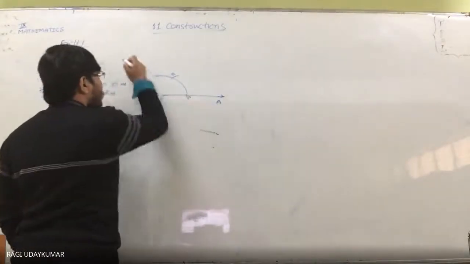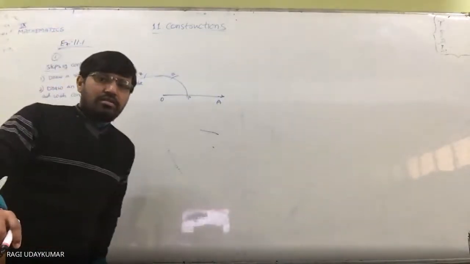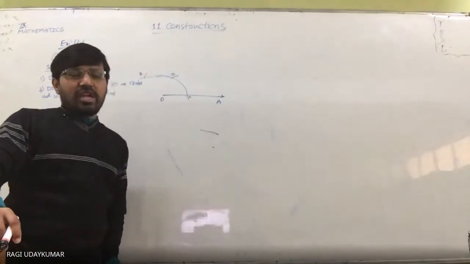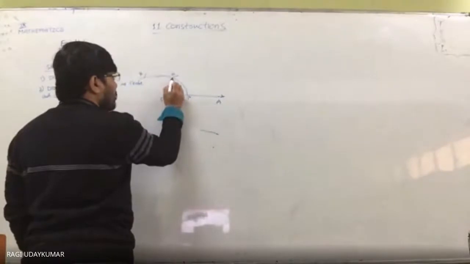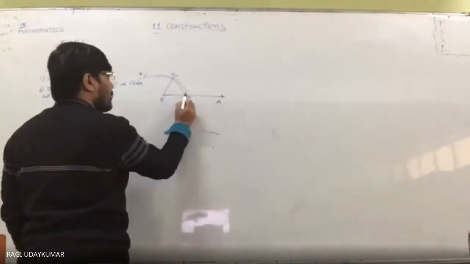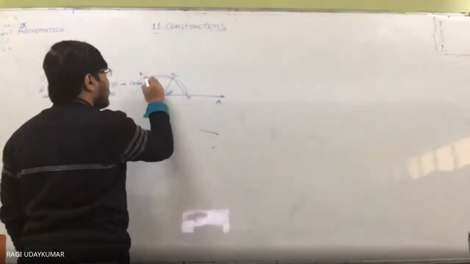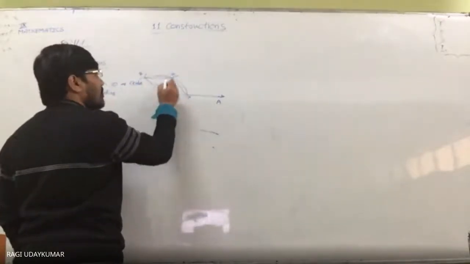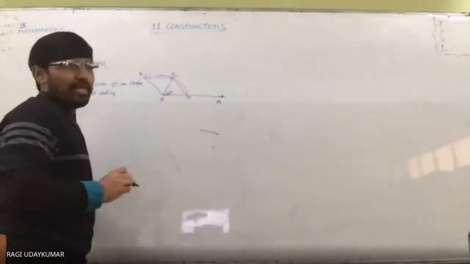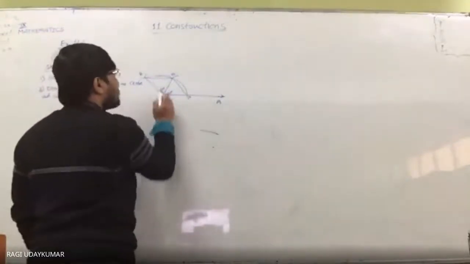Can anyone say what is the angle AOR? AOR angle कितना होगा? 120. Yes, 120 degrees. Why? Because whenever you join this, this is an equilateral triangle, so ये angle 60 degrees होगा. And from here to here the length, here to here the length, same length. This is also an equilateral triangle, OQ also equilateral triangle. So here also you are going to get 60 degrees. So now this angle is 60 degrees.